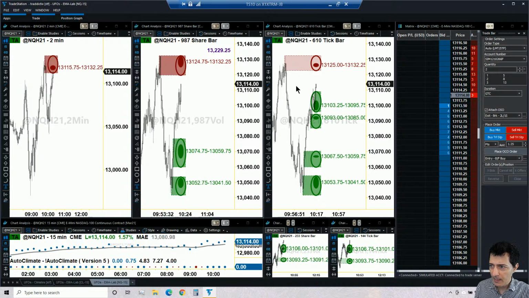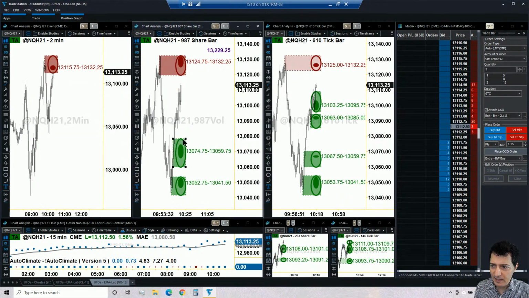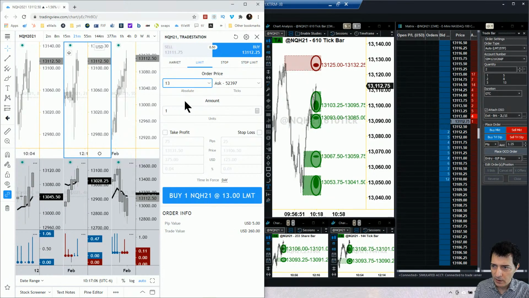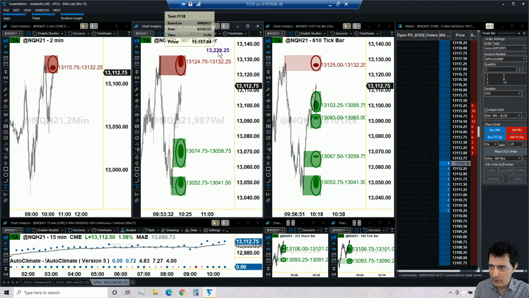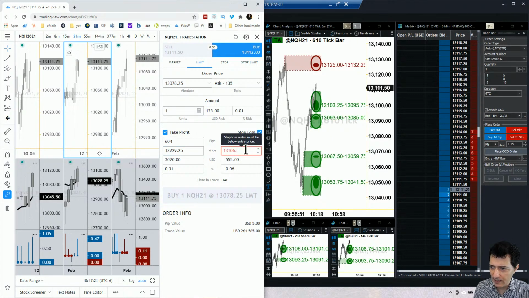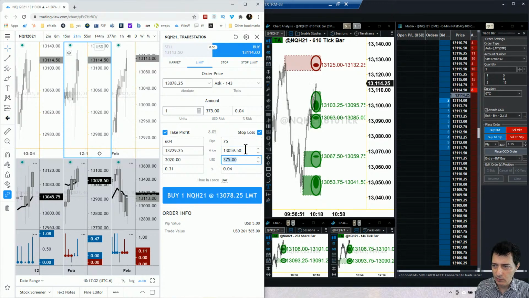So we said our entry would be that particular UFO. That UFO is located at 78.25. Okay, 78.25. That will be my entry. My profit we said was going to be 229.25, I believe, right? 229.25, yes. And then my stop, we said the stop would be below the UFO, and we said it was going to be 13,059.75 minus 1 tick. In the case of Nasdaq, 1 tick is 0.25, so we're gonna drop it to 0.5.